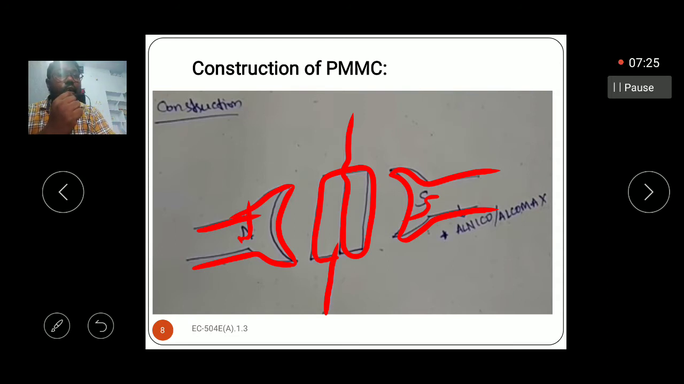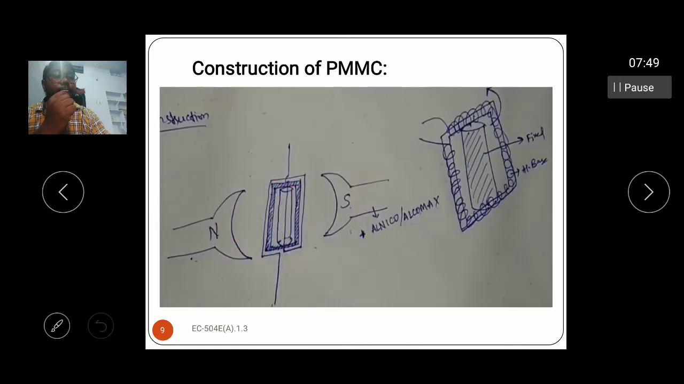In the PMMC, we are having one magnet. The magnet consists of two poles, that is the north pole and south pole. The magnet material is alnico and alcomax. In between these two, we are unable to place the coil in the air, so we are using some aluminum base. We are placing this particular coil in between the magnet.